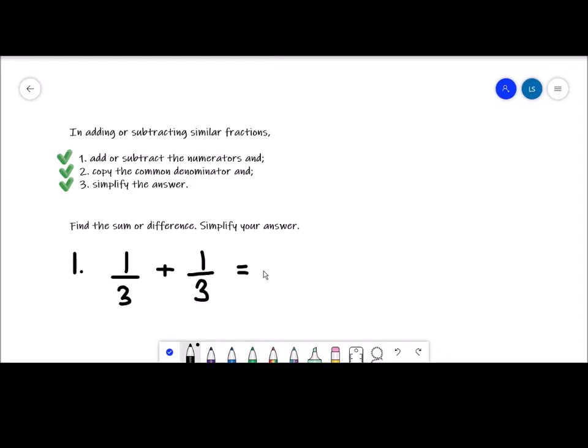Let's write the fraction line. The numerators are 1 and 1. So that is 2. And then we're going to copy the common denominator. So that is 3. Next, we're going to simplify the answer. But the answer is already in its lowest term, so this is the final answer.